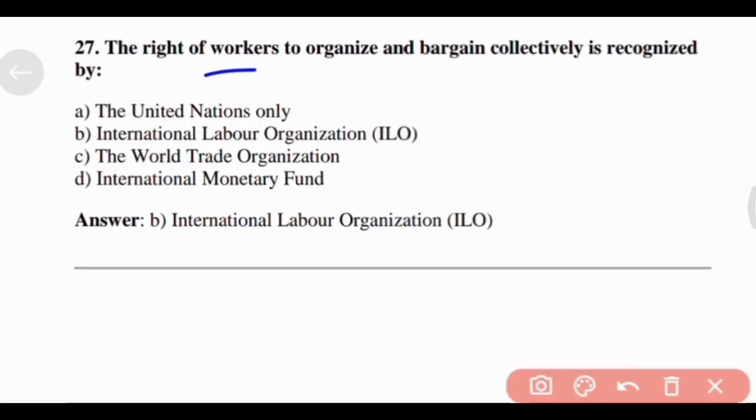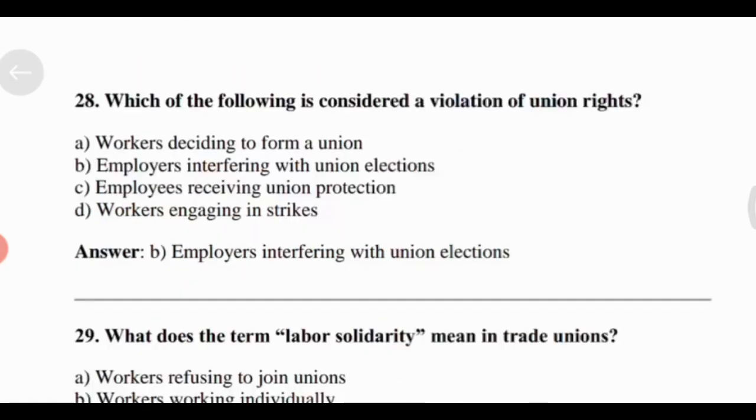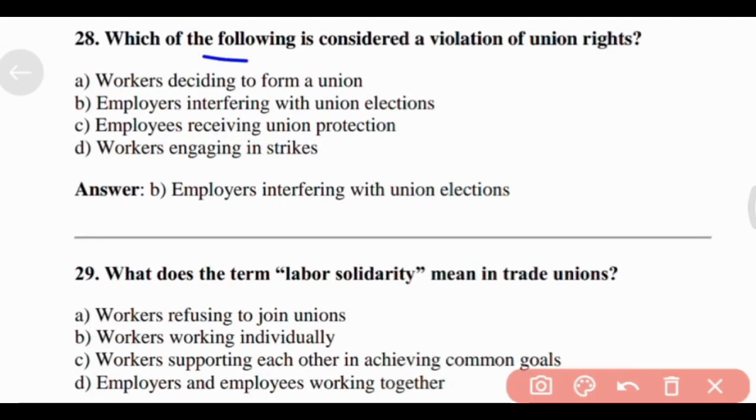The right of workers to organize and bargain collectively is recognized by option B, the International Labour Organization. Which of the following is considered a violation of union rights? Option B, employers interfering with union elections.